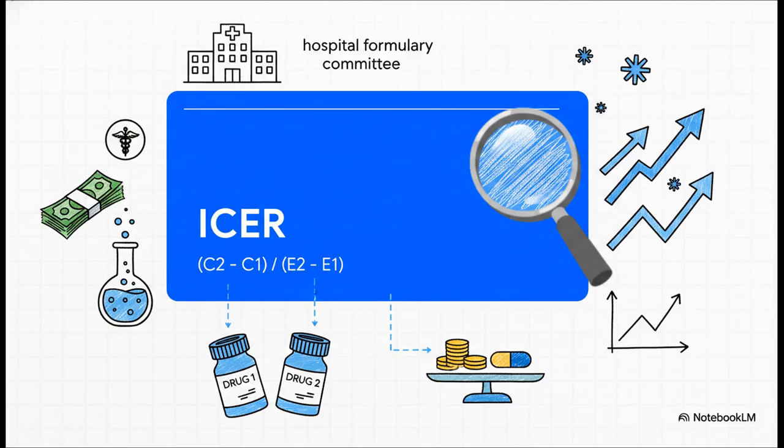The formula is the difference in costs divided by the difference in clinical effects. Basically, cost of drug 2 minus cost of drug 1, all divided by the effect of drug 2 minus the effect of drug 1. This formula calculates the exact price tag of one additional unit of clinical benefit. Interestingly enough, in countries with nationalized healthcare, a specific ICER dollar amount is often the hard legal cutoff for whether a drug is approved for citizens at all. It tells a hospital formulary committee exactly how much extra they're paying for that slight improvement in care.